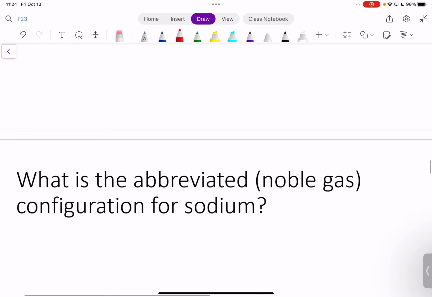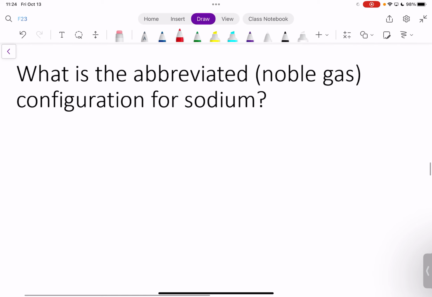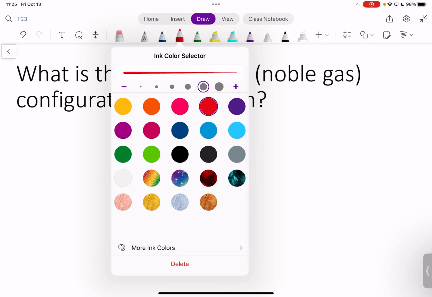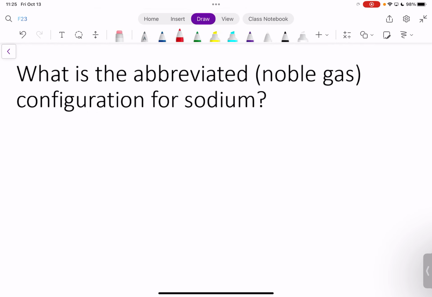Okay, let's keep moving. What is the abbreviated or noble gas configuration for sodium? We wrote the full one. What's the noble gas one? You're going to look at the previous noble gas. For sodium on the periodic table, you go back to the previous noble gas because we don't make it to the next noble gas. So we get through neon. We have to put brackets around that, and then whatever's left over.